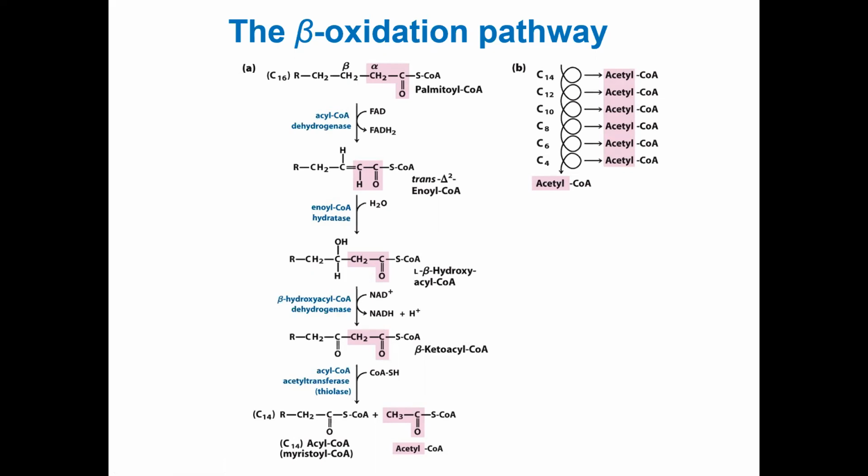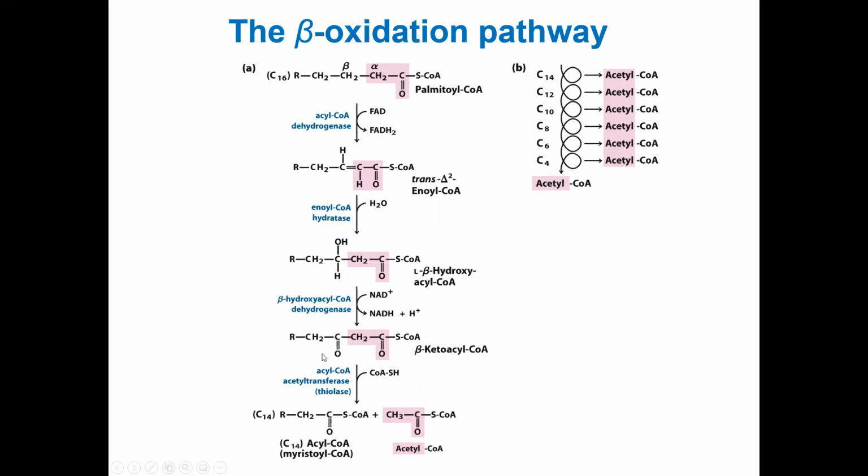The next step is the third enzyme, called beta hydroxyacyl CoA dehydrogenase, which uses NAD plus as the coenzyme and oxidizes that secondary hydroxyl group to a ketone group. So you get beta ketoacyl coenzyme A.